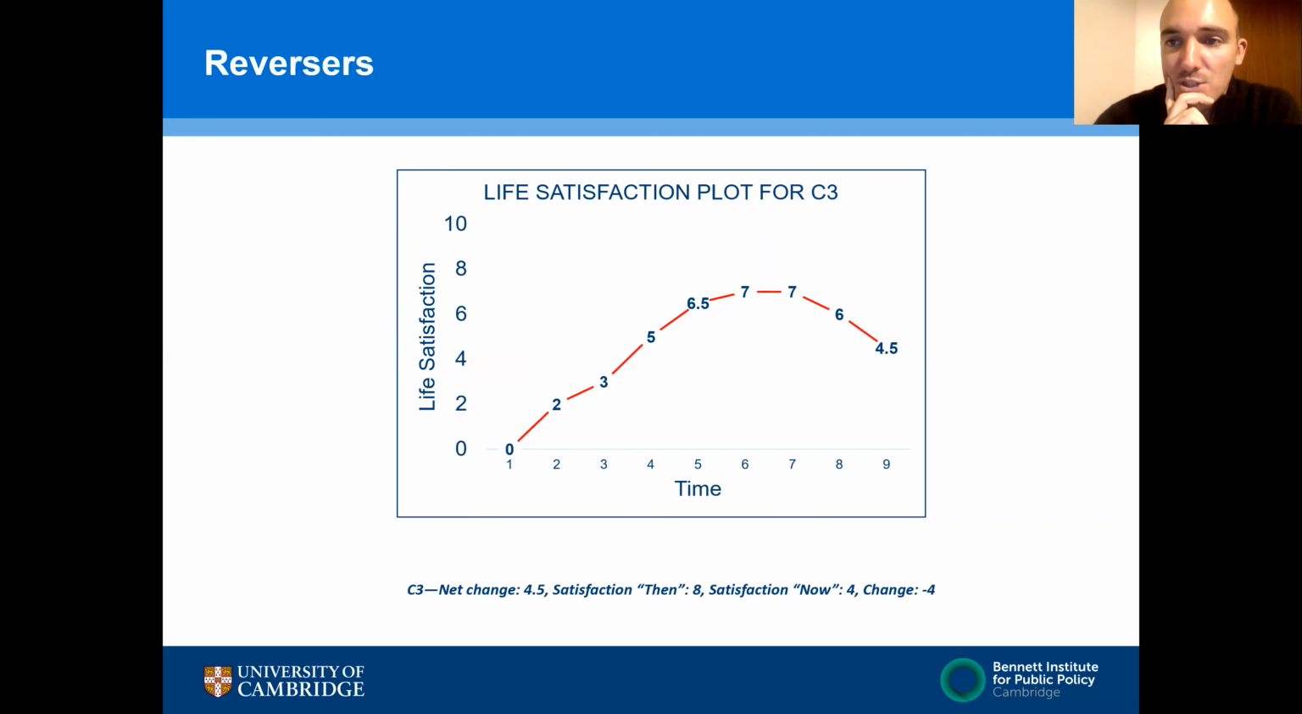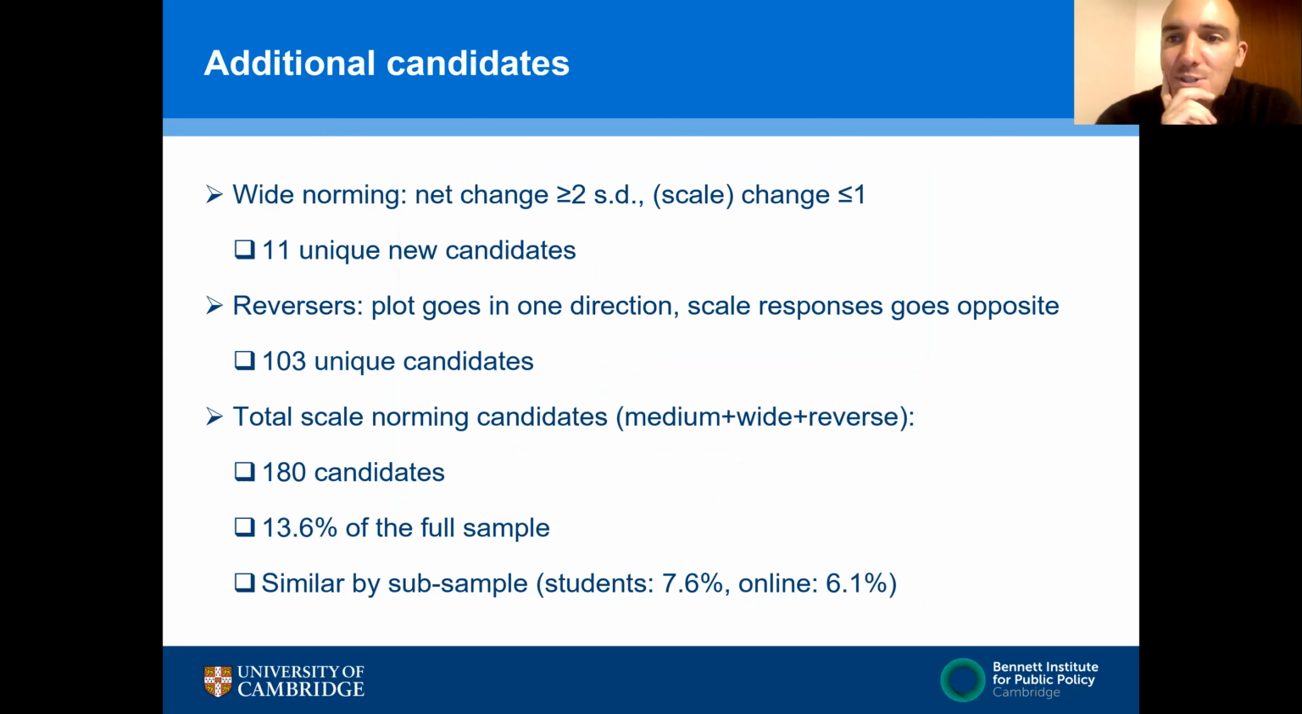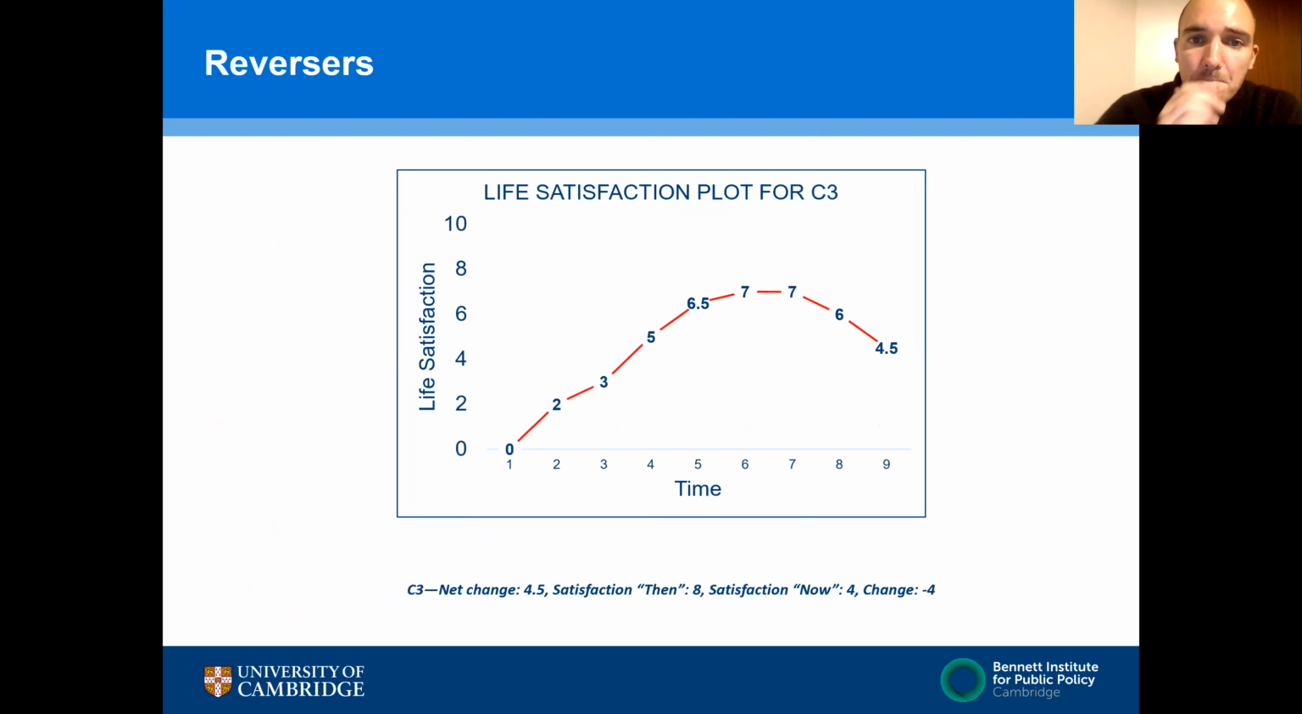So you might think, well, this person's just trolling me, and that's possible, but there's 103 candidates like this in the sample. So if I add these reverses together with the 11 wide norming people and the medium or the strong definition of scale norming, then I get 180 candidates from the full sample, which is about 13.6%. And I think that's starting to be a bit more of a worrying number. And that number is similar by subsample. So we've got 7.6 in the students and 6.1 in the online. So they're splitting fairly evenly between those two groups. I would have expected the students to have a bit more because, as I said, they were a purposeful sample.